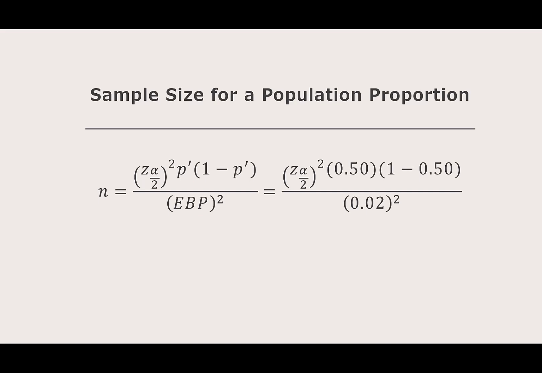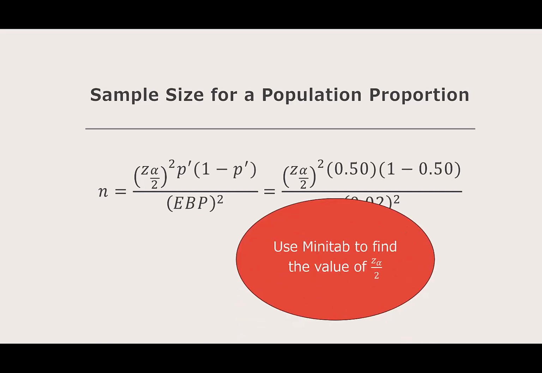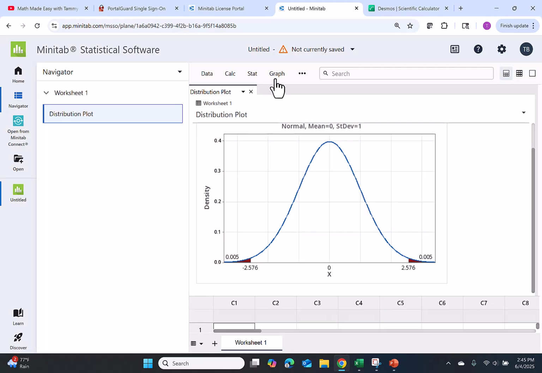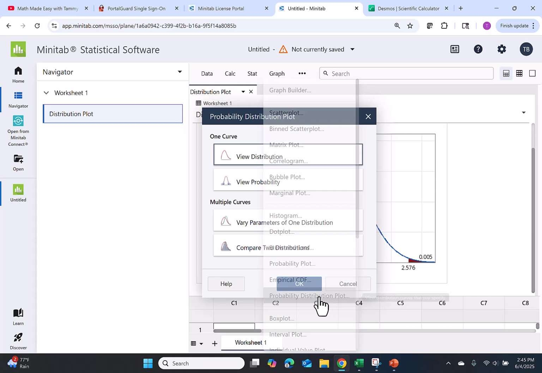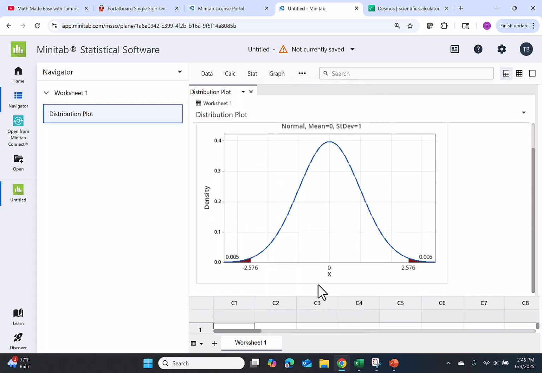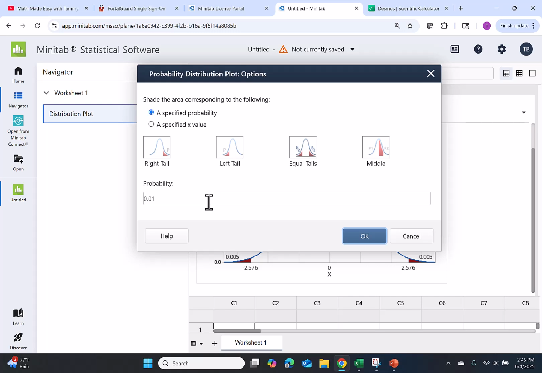Now we have n is z alpha over 2 squared times 0.5 times 1 minus 0.5 over 0.02 squared. Again, we're going to go back to Minitab to find the value of z alpha over 2. This time our confidence level is 95%. So we'll go back to Graph, Probability Distribution Plot, View Probability. On the options, we're going to change the probability to 0.05. We had a 95% confidence level, so that says alpha is 5% or 0.05. Because we're looking at equal tails, that means it's going to do alpha over 2.